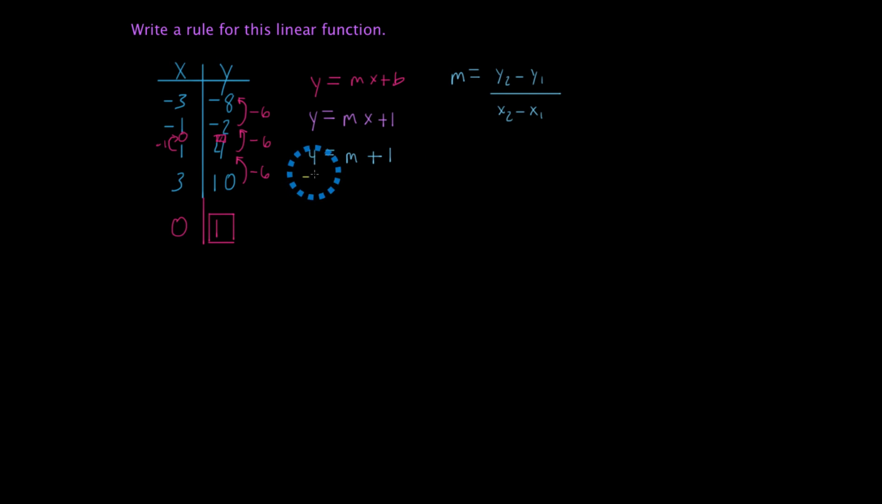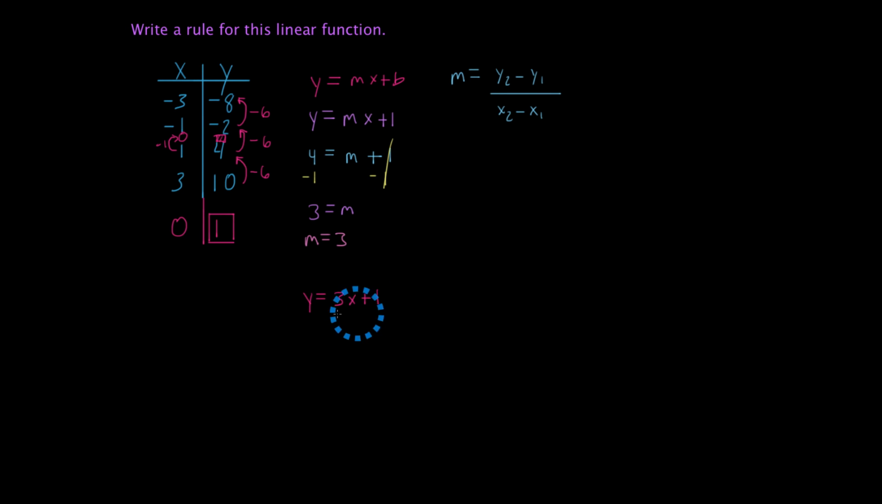So what I'm going to do from here is subtract 1 from both sides of the equation. These two will cancel out, and 4 minus 1 is equal to 3, so 3 is equal to m, but I want to lead with the variable. I'm going to rewrite this as m = 3, and I'm going to substitute 3 in for m in this equation right here. So I'm going to rewrite this as y = 3x + 1. Here's one way of writing a rule for the linear function.